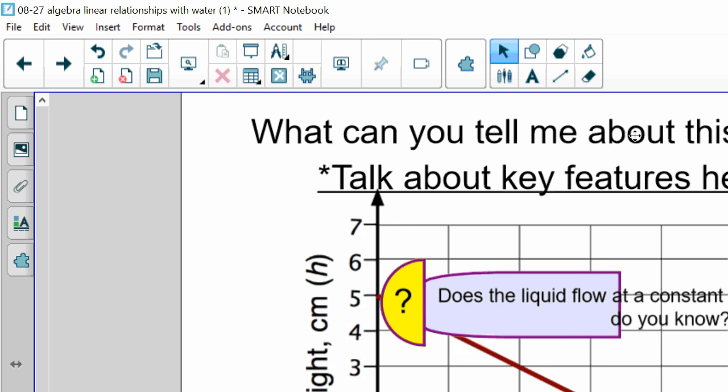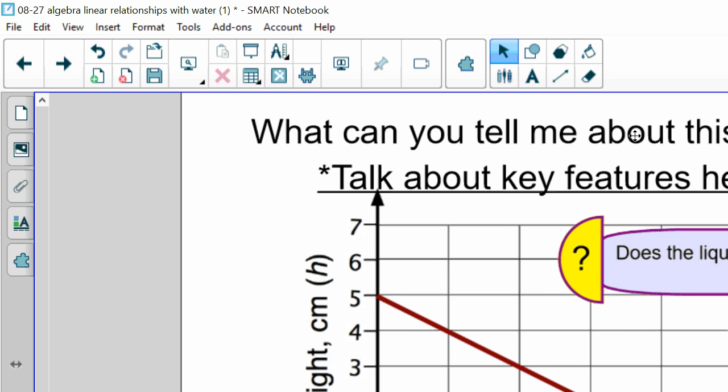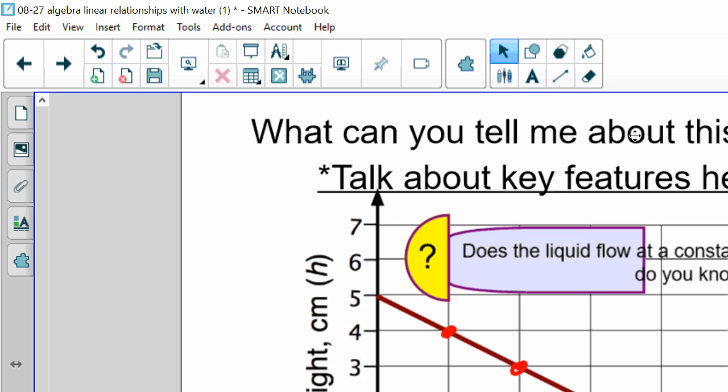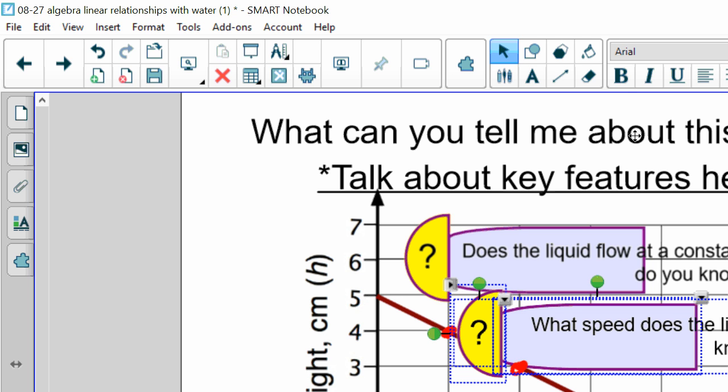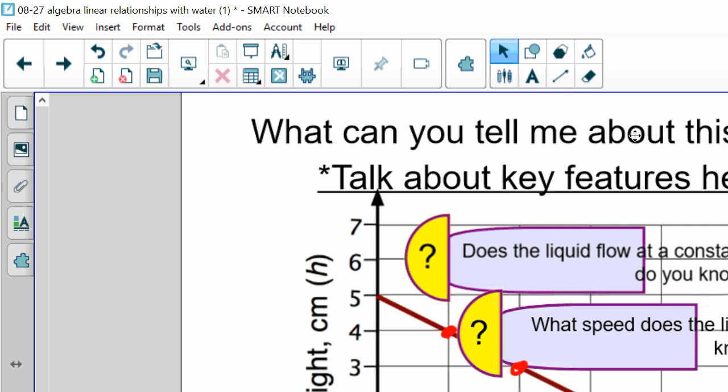Does the liquid flow at a constant rate of speed? How do you know? Yes. It does? What is it? 1 centimeter. Do we agree that it's 1 centimeter per second? Yes. Okay. It's going from 5, 4, 3, 2, 1. And what speed does the liquid flow at? Oh, we already said it. 1 centimeter per second. That would be our speed.